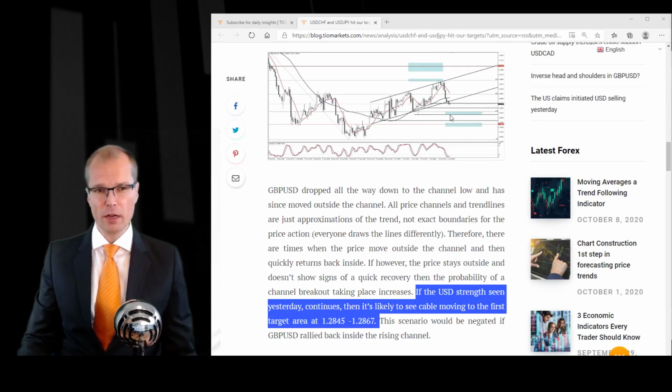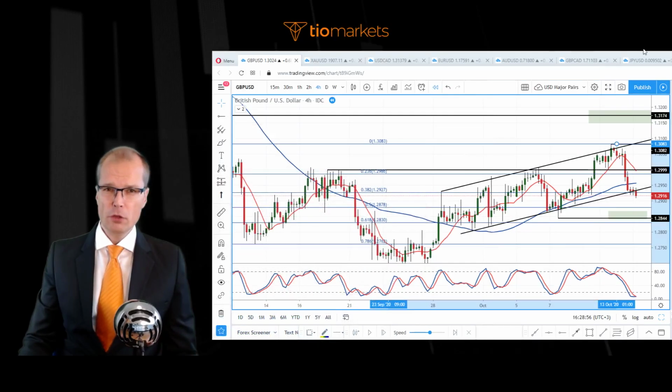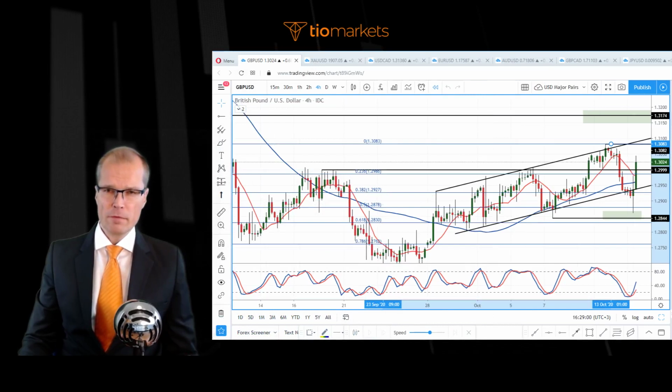If you go to TIOmarkets.com/analysis, you can verify that we actually published this before time. We were saying that it's likely that we see the pair moving to the 28.45 to 28.67 range. Obviously at the time nobody knew about the news that later on moved the market, but it turned out that this target level happened to be exactly the low of the day after the news came.